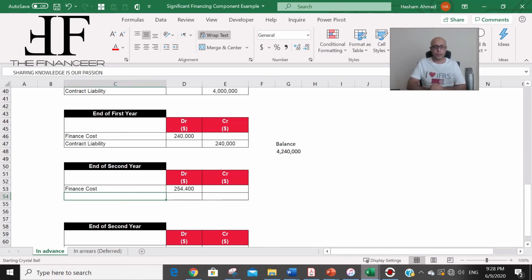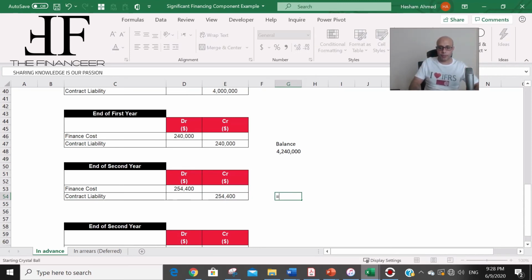Okay. And the credit should be also to the contract liability with the same value. Now, the question here is, how much is the balance of the contract liability at the end of the second year? Simply, it will be the ending balance of the first year plus the financing cost that we recognized for the second year. This will result in 4,494,000. This is the balance of the contract liability at the end of the second year.